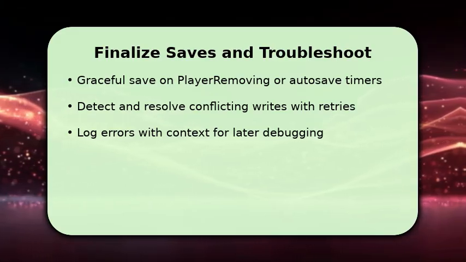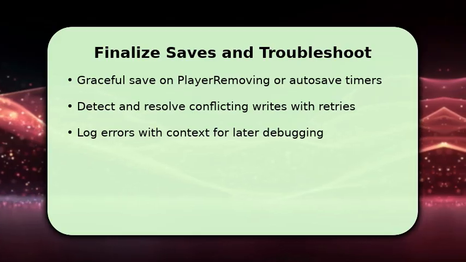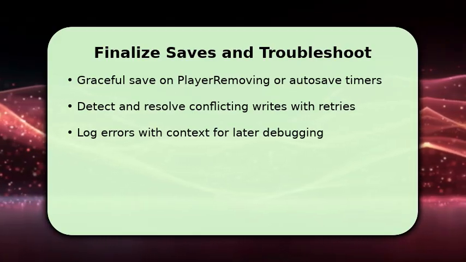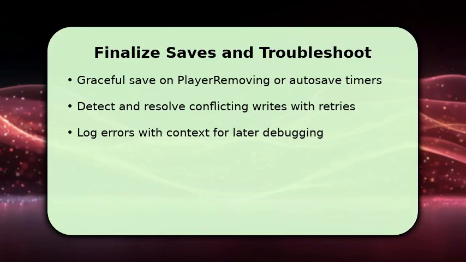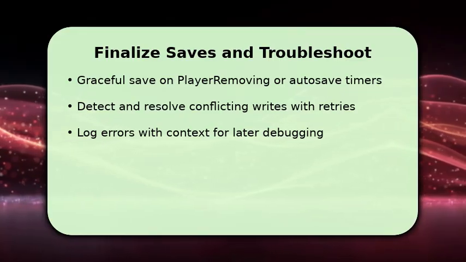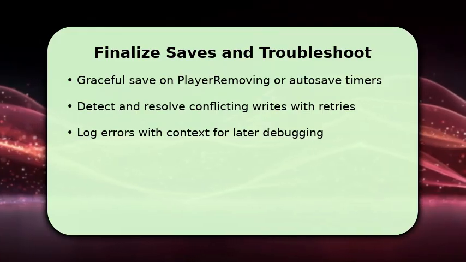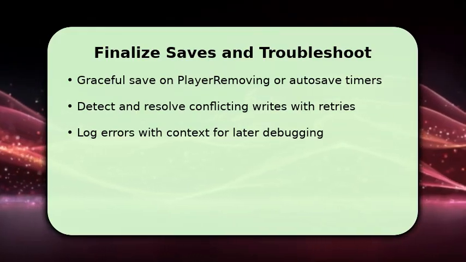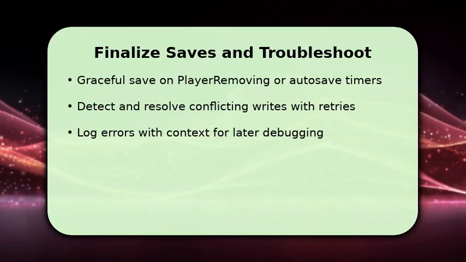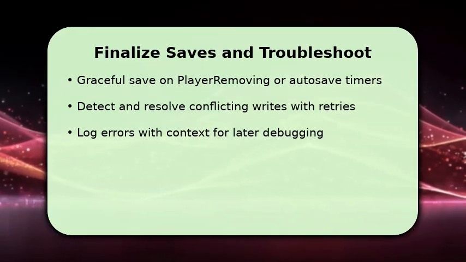Make sure to detect conflicting writes, check timestamps or use optimistic concurrency patterns and retry when necessary. If errors occur, log structured context: key, player ID, attempt count, and error message. This helps diagnose patterns. If nothing saves, confirm API services are enabled and inspect pcall error text.